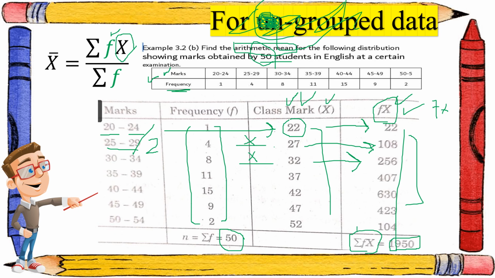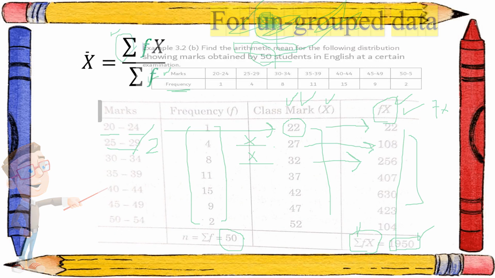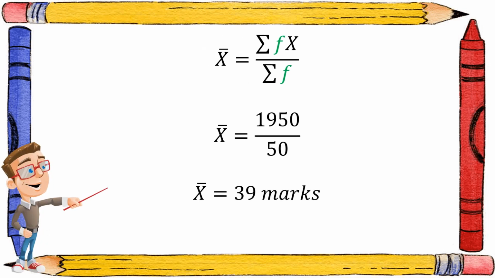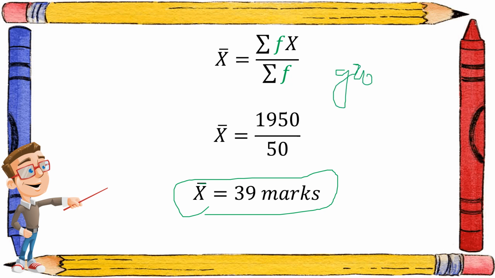Now you should understand what summation means. It means addition, simple. You have to add up all. So we have added these values, and we get the fx total, which is 1950. Just put all the values in the formula and you will get x bar. What is x bar? X bar is the arithmetic mean for the group data.